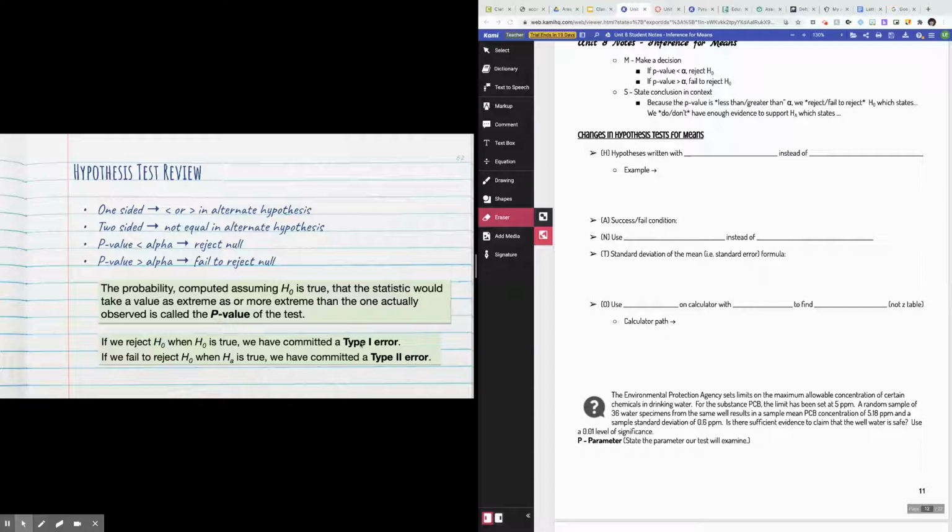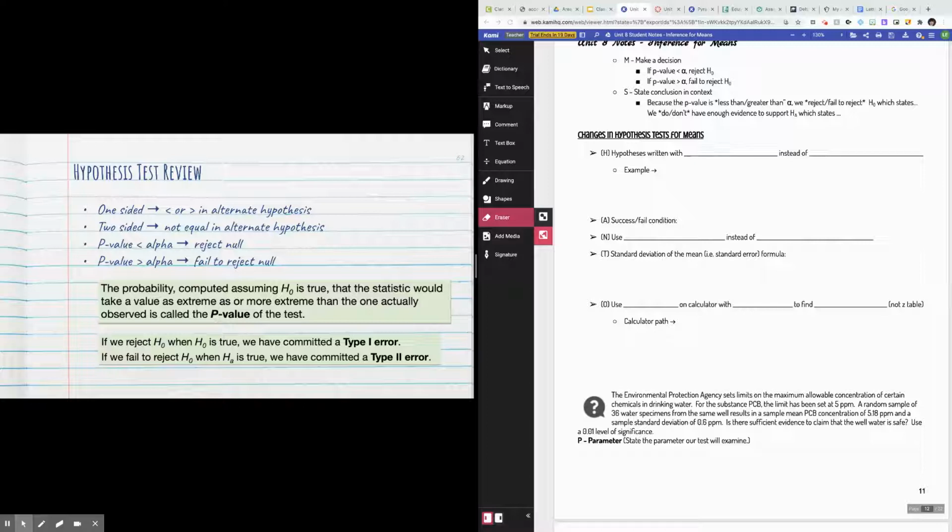Okay, so a really quick reminder for you, remember hypothesis tests can either be one or two-sided. One-sided tests have a less than sign or a greater than sign in the alternate or alternative hypothesis. Two-sided tests have a not equals to sign in their alternative hypothesis.